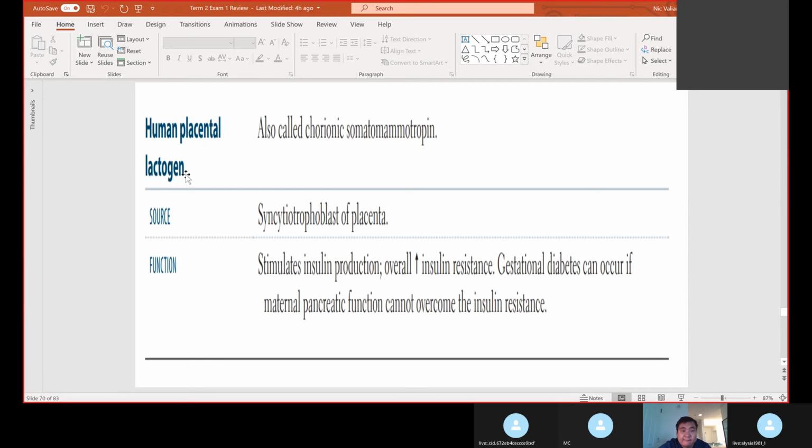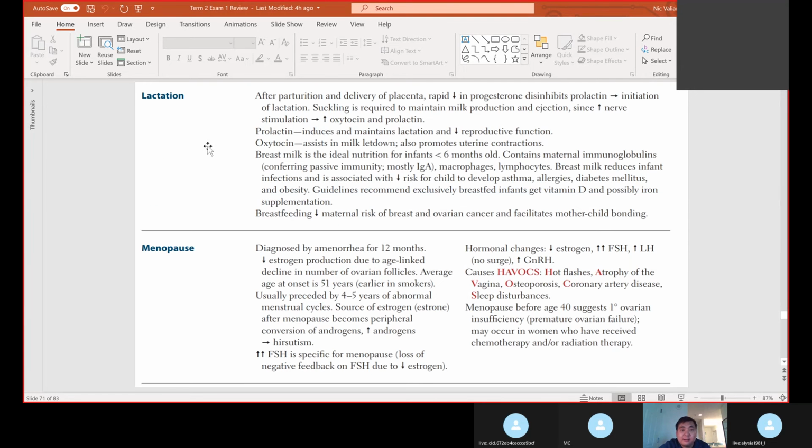HPL, what is this? From the syncytial trophoblast, it stimulates insulin production. That's why pregnant women can have gestational diabetes because of HPL. In terms of lactation, we talk about prolactin, which induces and maintains lactation. And oxytocin is also important. Why? It assists in milk letdown. It also promotes uterine contractions.